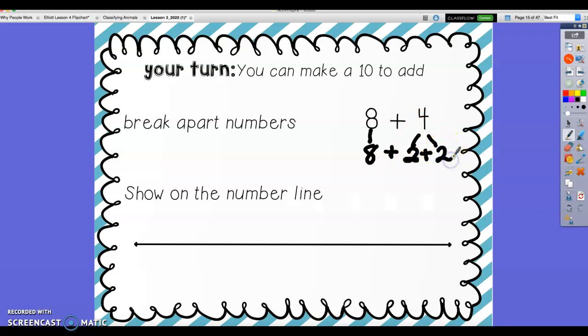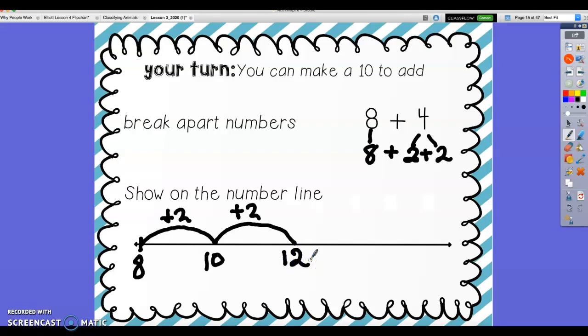Okay, so it's an addition problem, so I'm going to start at the beginning of the number line. Then I'm going to add 2 to get to 10. 8 plus 2 is 10. And then from 10, I need to add 2 more. Plus 2, and my answer is 12.